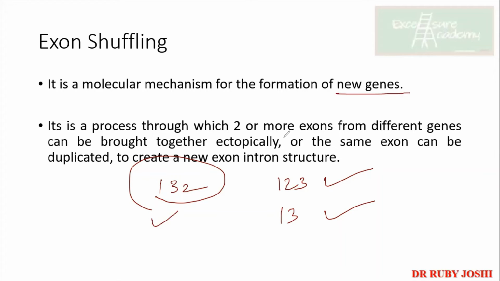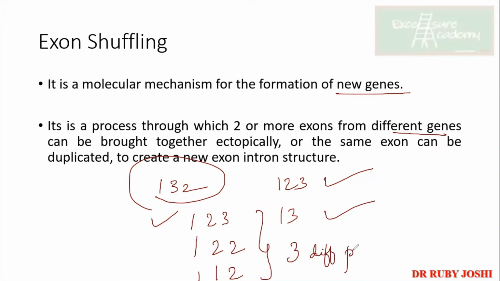So it is a molecular mechanism for the formation of new genes. It's a process through which two or more exons from different genes can be brought together. Or you can create a new exon-intron structure if you duplicate the same exon. Suppose 1, 2, 2 kar de rahi ho. So 1, 2, 3, 1, 1, 2. Even though the exons are the same, if I have got these exons reshuffled, the arrangement of these exons is different. Obviously, these are going to result in three different protein expressions.